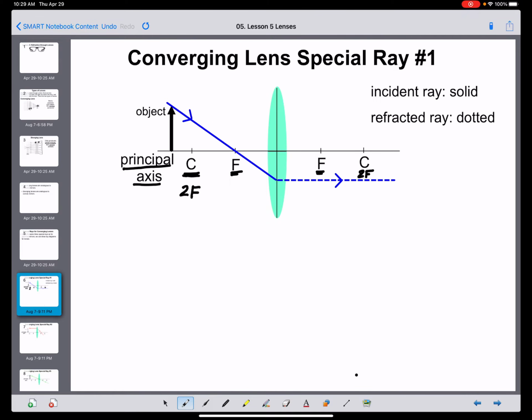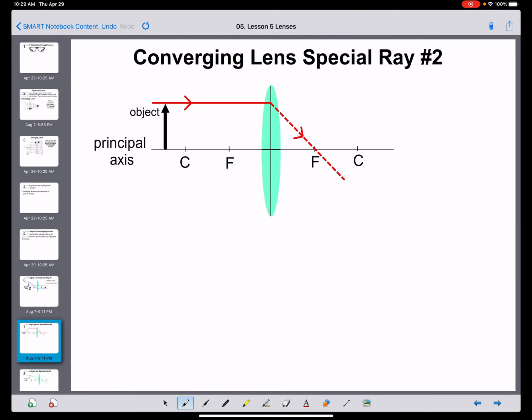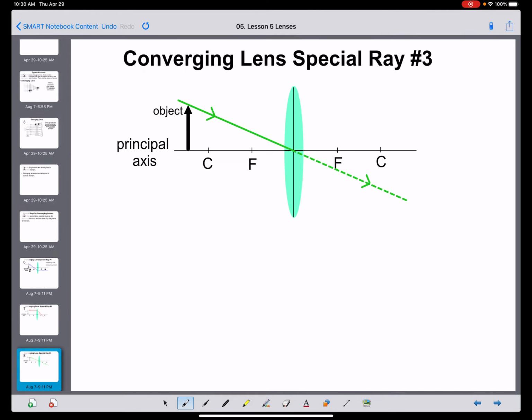So we have our incident ray, coming from the tip of the object and traveling towards the lens. That ray is going to pass through the lens and refract, and we draw the refracted ray as a dotted line. And here's special ray number 2 for a converging lens. And here's special ray number 3. The difference with special ray number 3 for a lens as compared to a mirror is that special ray 3 for lenses does not pass through the center of curvature. Instead, it just passes through the very middle of the lens right there.